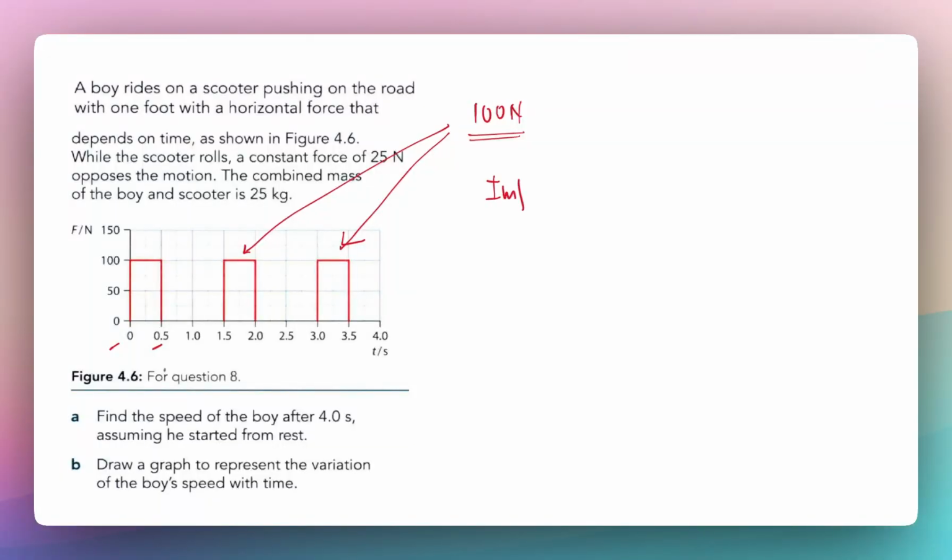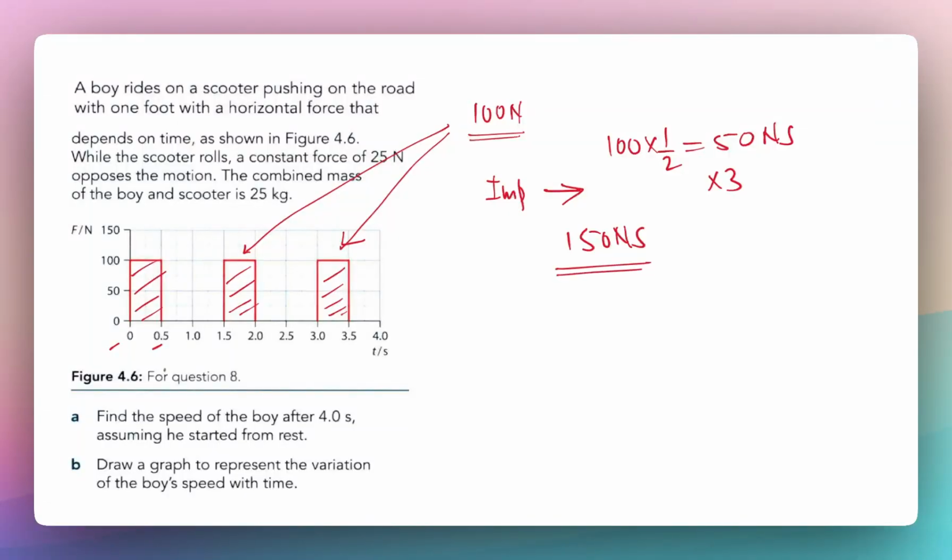So this impulse the boy is applying towards the right, and we can find that impulse simply by summing up the areas. All three are equal, so let's find just one of them. That is going to be 100 Newton multiplied by half a second, so this is 50 Newton second in one area, multiplied by 3. So that's going to give us 150 Newton second, the impulse which the boy has applied.